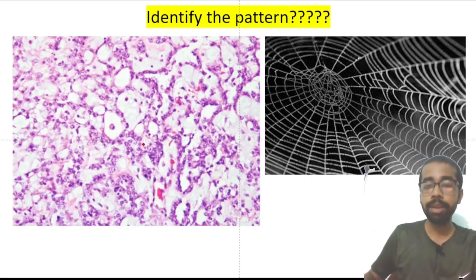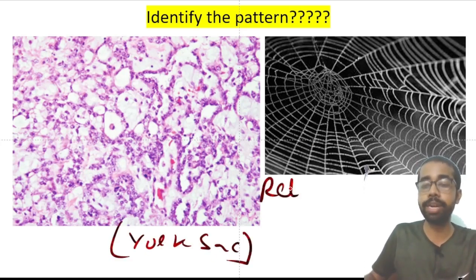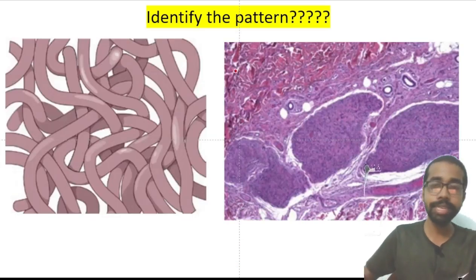Yes, I have shown you a spider web, but this pattern, if I tell you, is present in yolk sac tumor, classically, yolk sac tumor. What is this pattern? Now you can tell me. Yes, reticular pattern, right? Every pattern, everything can be a question. Reticular pattern.